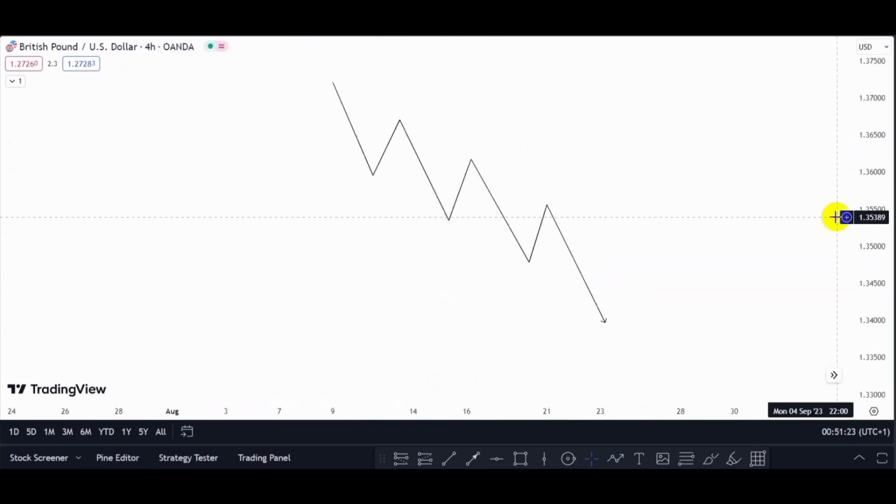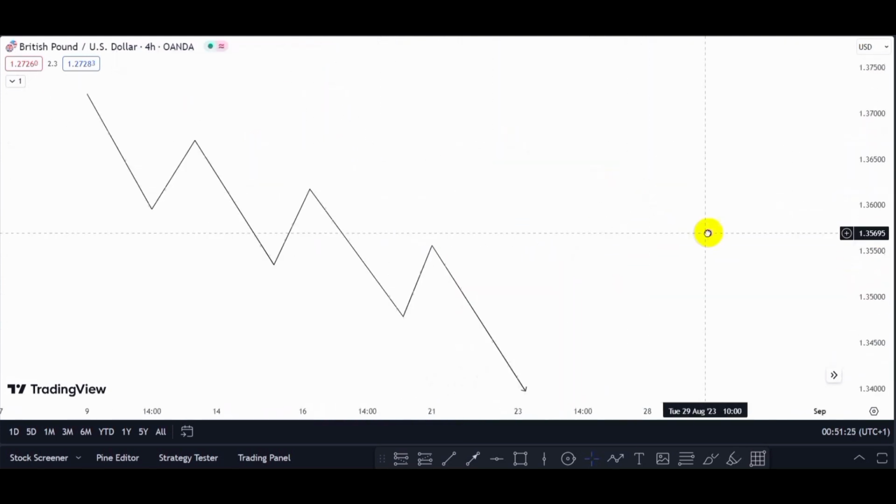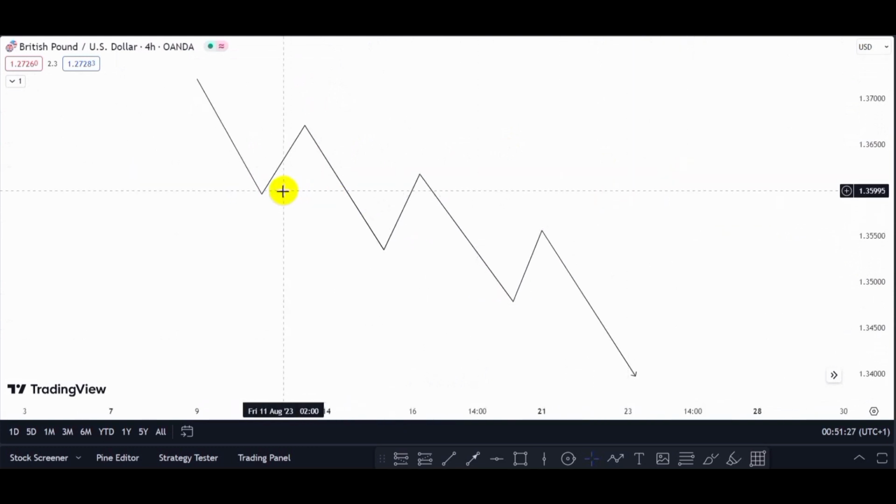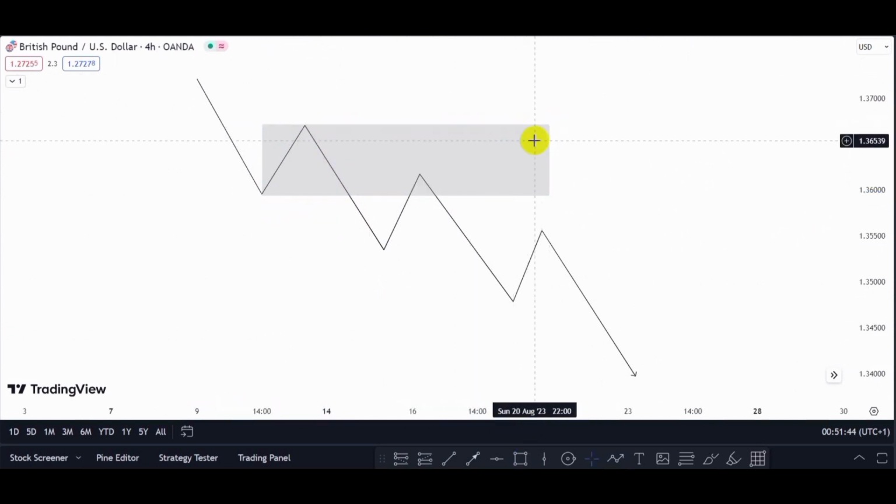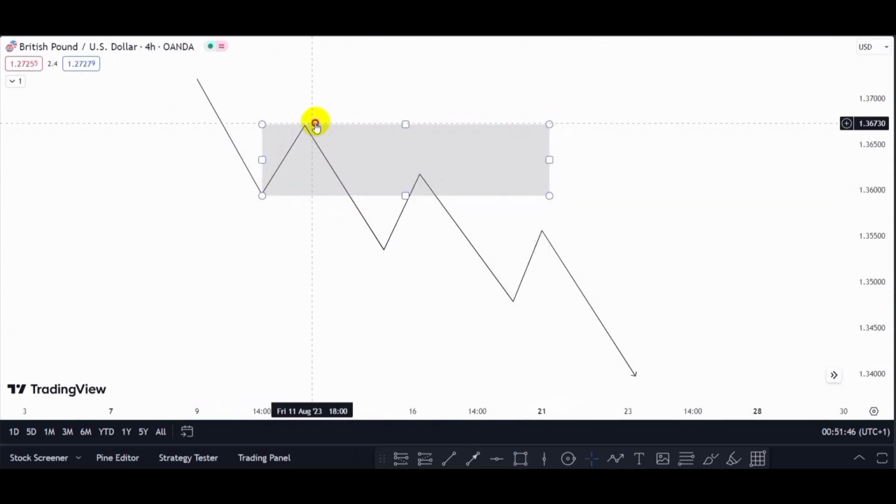So how do you mark out the institutional order flow in a bearish market condition? You pay attention to the pullback, the buying move before the selling move. Meaning in this condition, we take it from the swing low to the swing high. This is now our order flow.